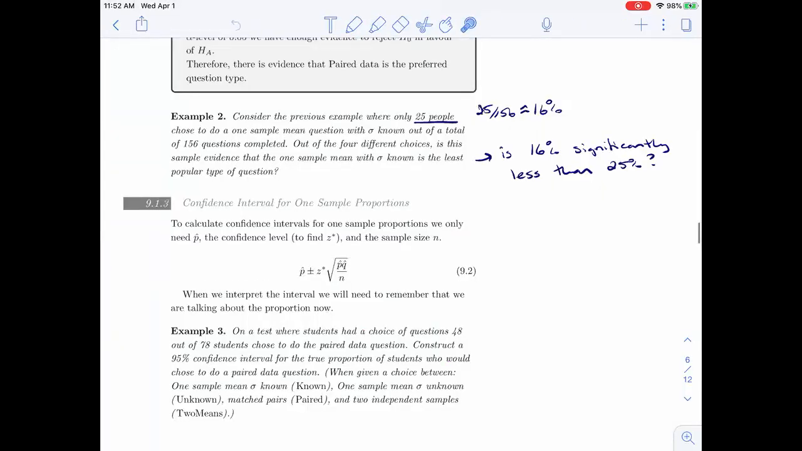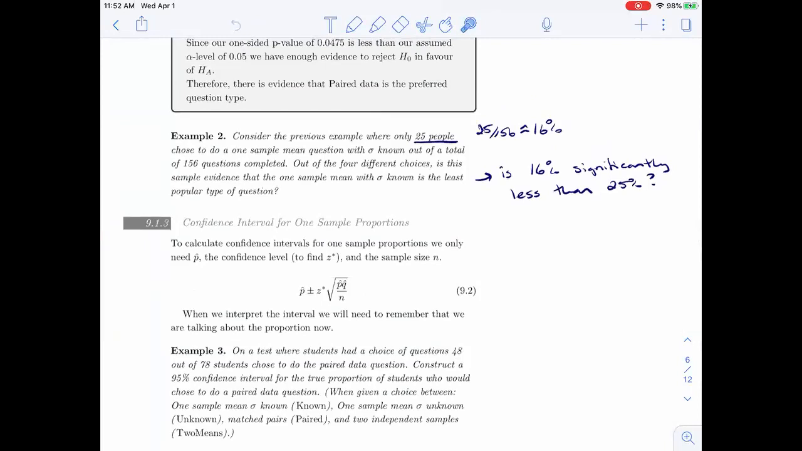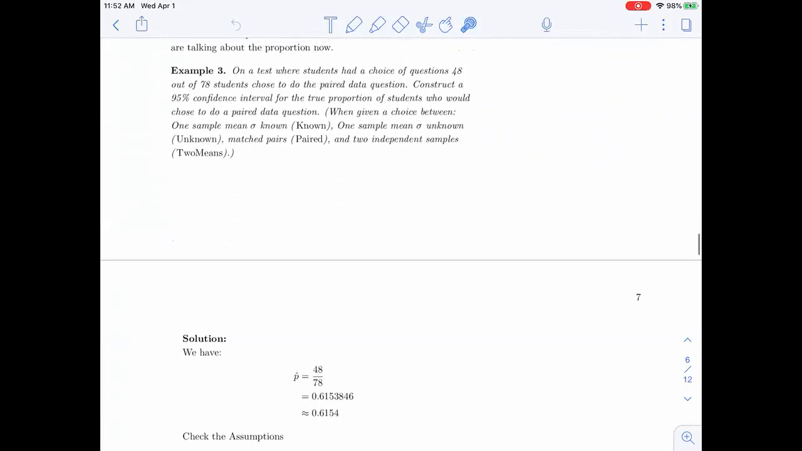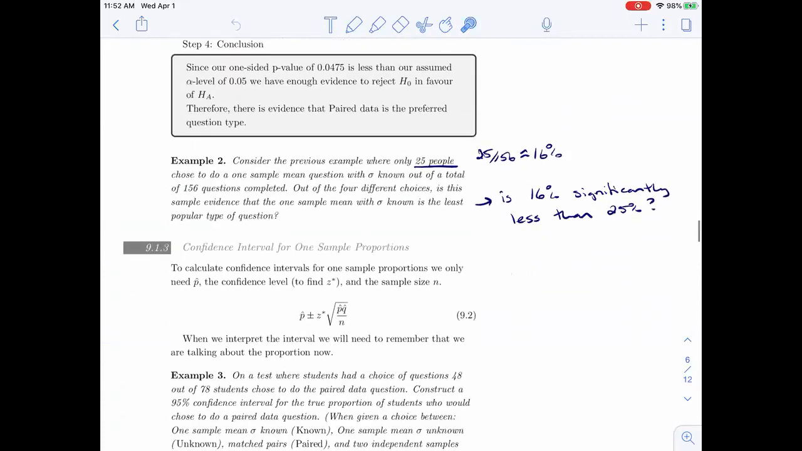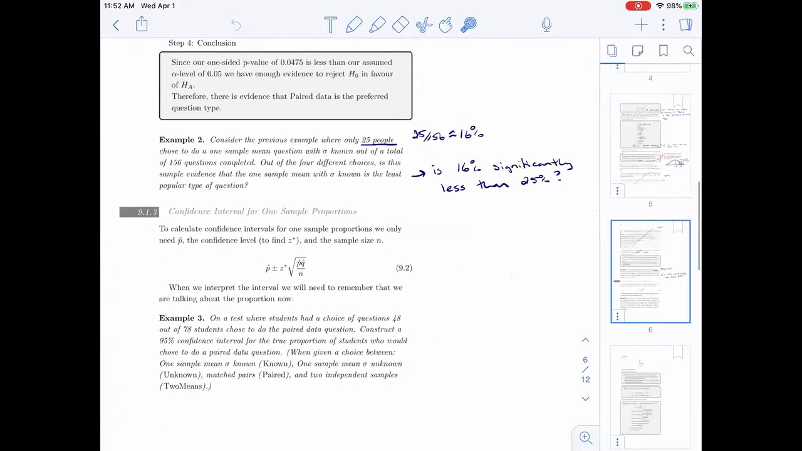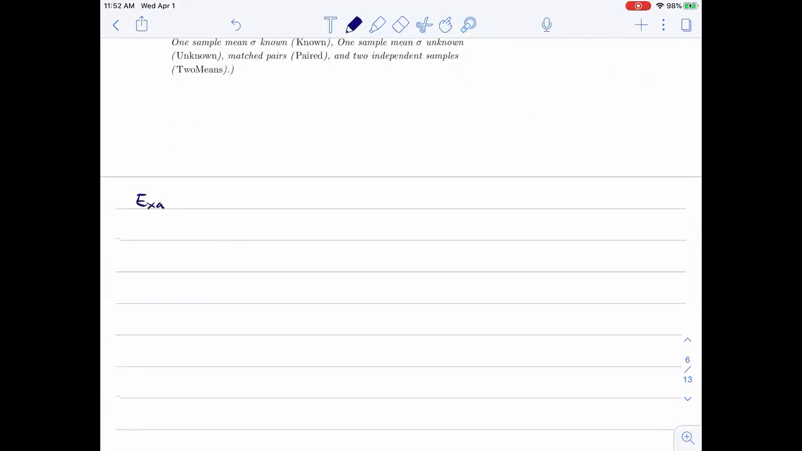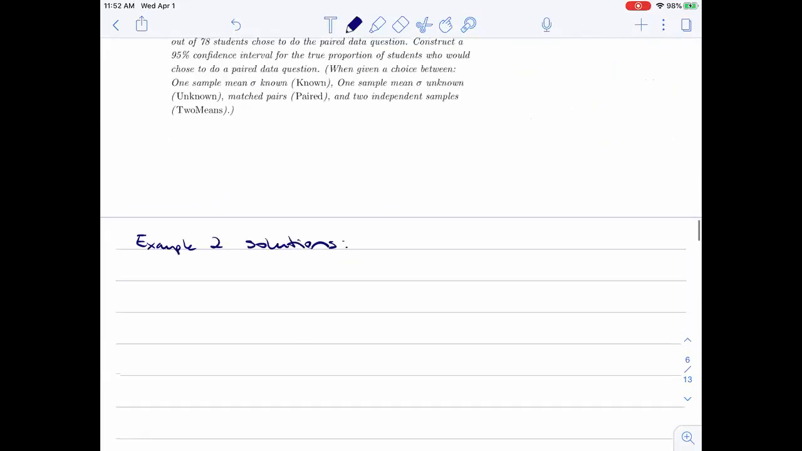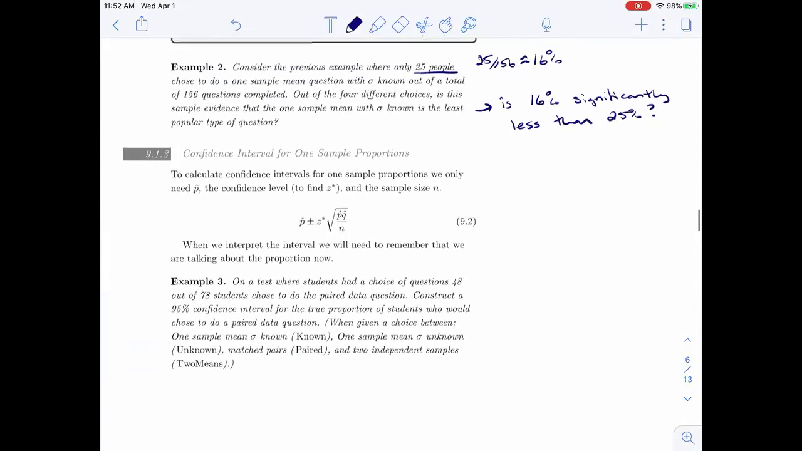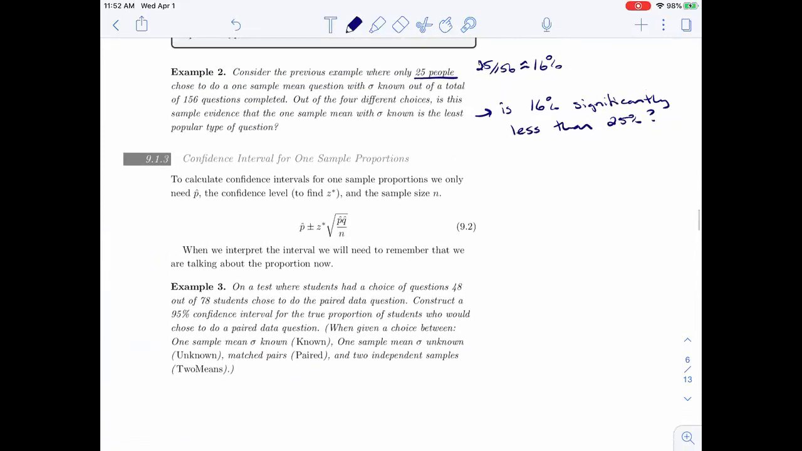But as before, I'll just sneak in the solutions to this one here. So definitely work through it on your own, and then I'll put the solutions in. Add a page. Example 2 solutions. I'll post those if we don't have time to go through them.